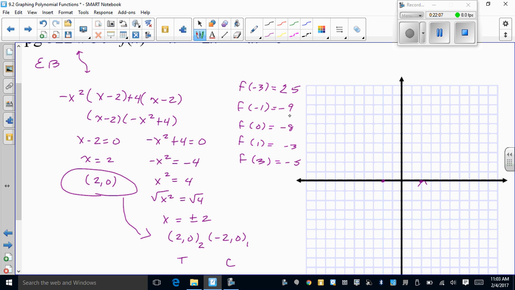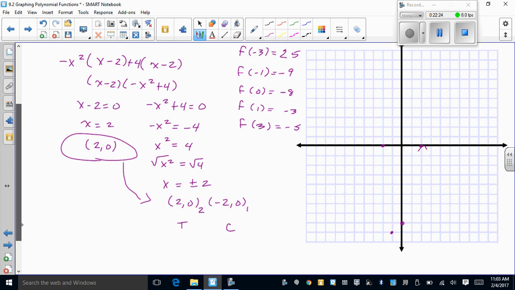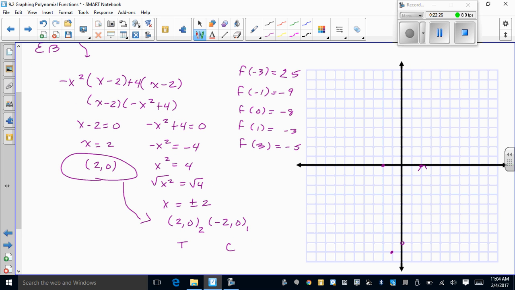Negative 1, that should not have given me negative 9. Should not have given me negative 9, should have given me positive 9. No, it crossed first, that's right. Negative 9 down here, and then negative 8, unless I'm off my graph. Nope, that's it. Negative 8, and then negative 3. This guy here is at negative 3, and then 0, and then back down to negative 5.